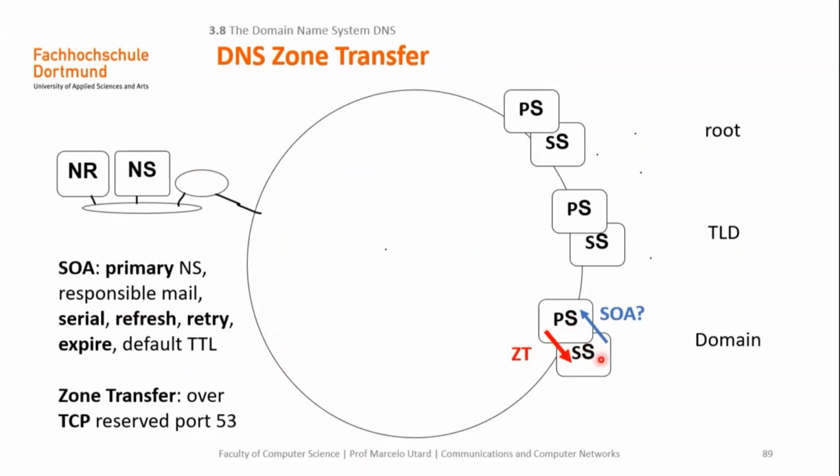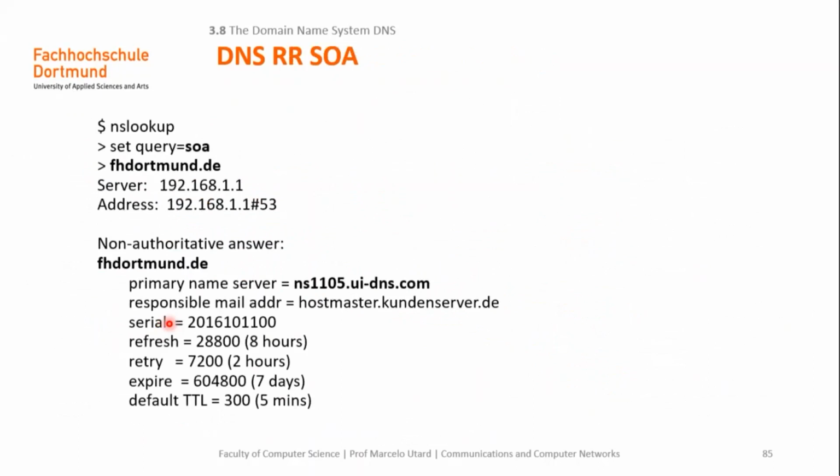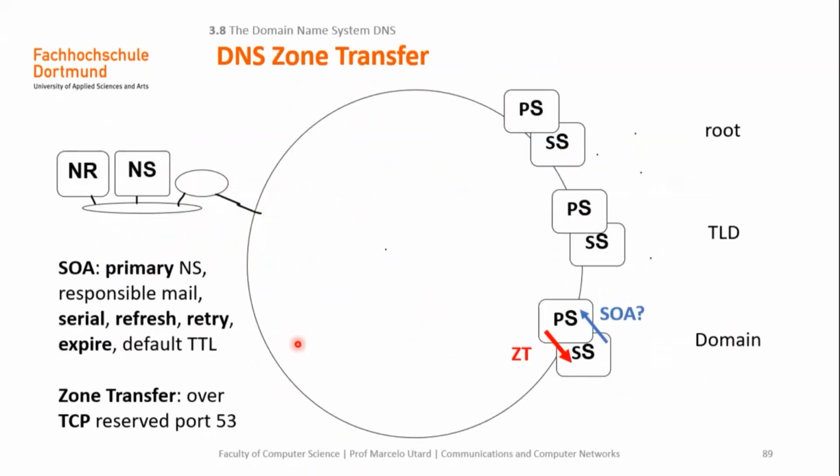Then each secondary server of a zone performs a refresh, that is, with a period of x seconds. In the case, for instance, of the Fachhochschule Dortmund, the refresh is 8 hours. Each 8 hours, each secondary server of the Fachhochschule Dortmund will ask the primary server for the SOA, or the start of authority record, and will read the serial number.